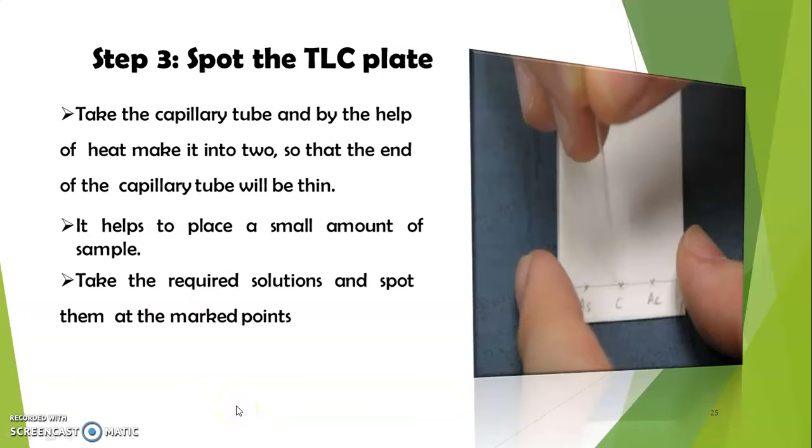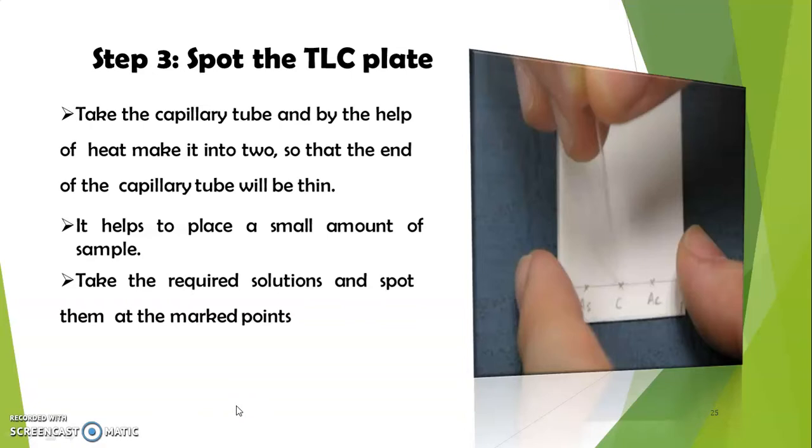Now our next step is spotting the TLC plate. For this, we need to prepare our sample solutions. Today we are using samples of glucose and fructose, which we have already labeled as sample A and sample B respectively. We have prepared the samples as 1% solutions separately. Now for spotting the TLC plate, we take a capillary tube and, with the help of heat, make it into two halves so that the end of the capillary tube will be thin. It helps to place a small amount of sample on the TLC plate. Now take the required solutions and spot them at the marked points.